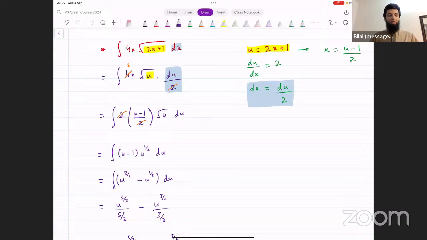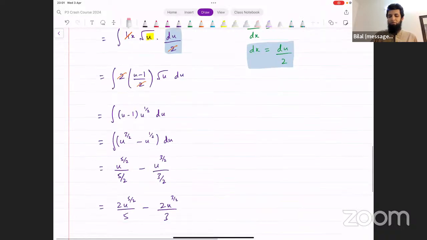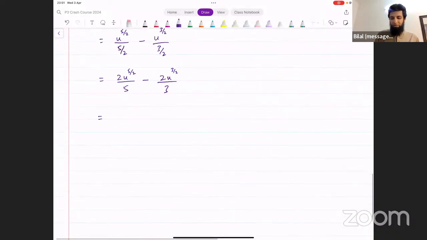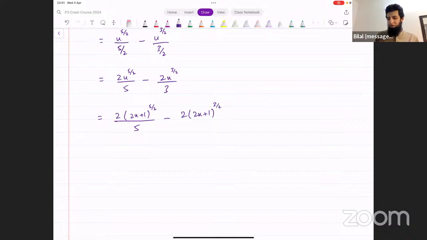Now, if you wanted an expression in terms of x, you can put this substitution back. U equals 2x plus 1. What does that give you? That gives you 2 into 2x plus 1 whole raised to power 5 over 2 divided by 5 minus 2 into 2x plus 1 whole raised to power 3 over 2 divided by 3 plus c, and that is the integral that we were looking for.